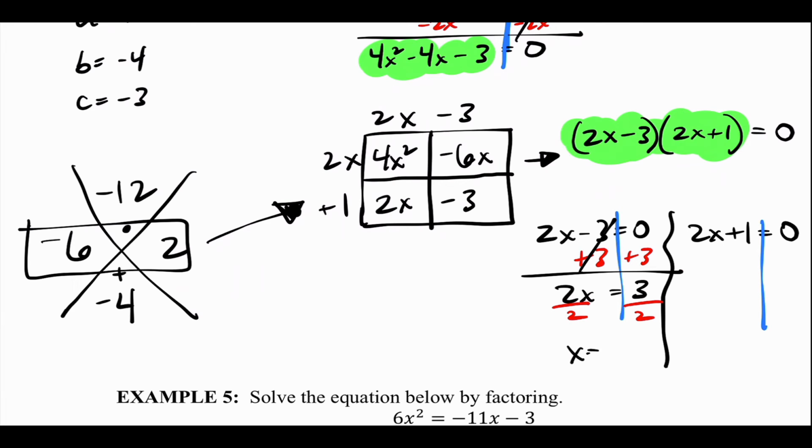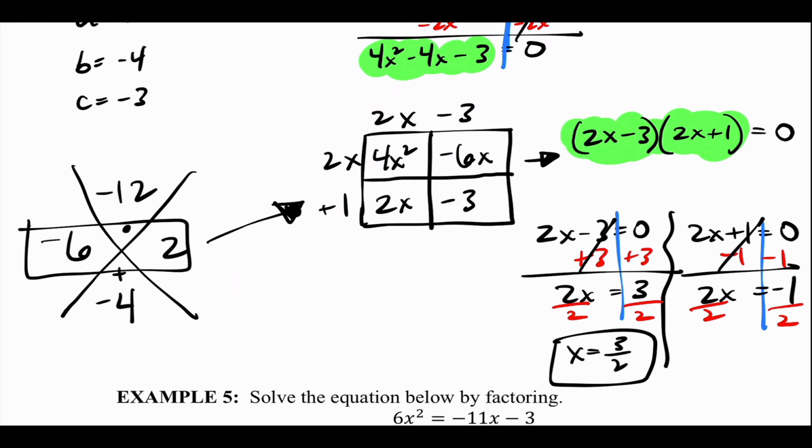One of my answers is positive 3 over 2. It's reduced. Leave it. The other answer is negative 1/2. 2 boxes. One box says 3 divided by 2. One says negative 1 divided by 2, or negative 1/2. Just like we did yesterday.